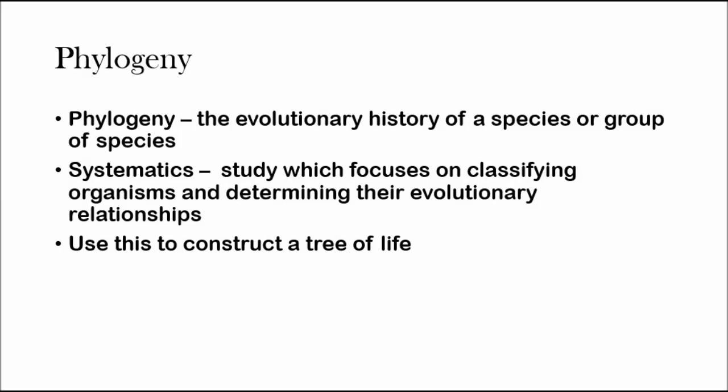Systematics is a study which focuses on classifying these organisms and determining their evolutionary relationships. So scientists use the phylogeny of organisms as well as systematics to construct a tree of life. And this tree of life basically shows the common ancestor and everything coming out of that in this evolutionary tree.